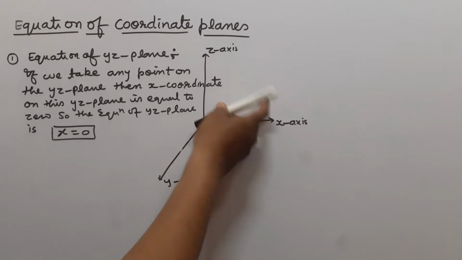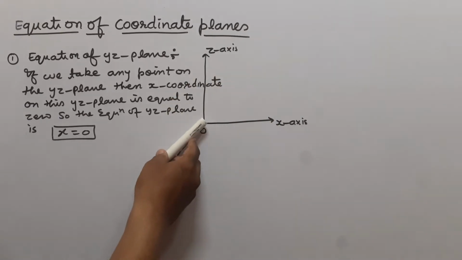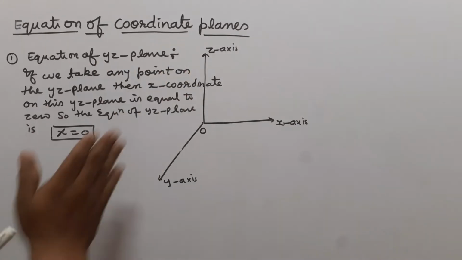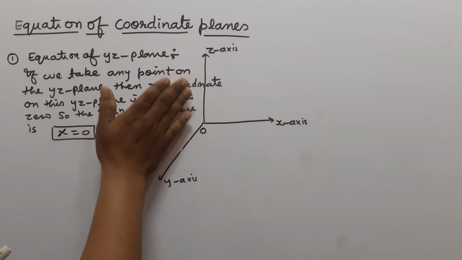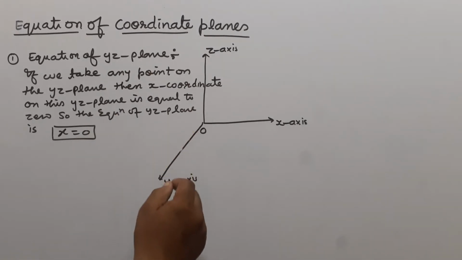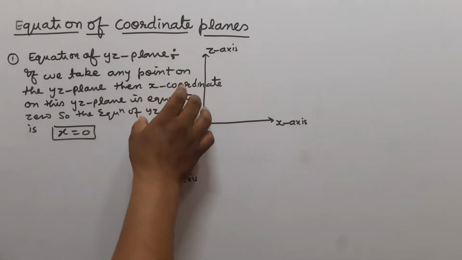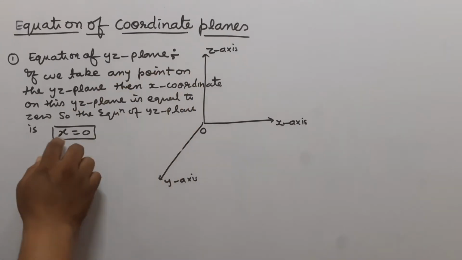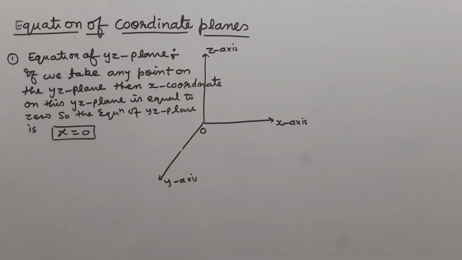Suppose this is the x-axis, this is the z-axis and this is the y-axis. Now we find the equation of the yz plane. If we take any point on the yz plane, we can see the x coordinate of this point is 0. So the equation of the yz plane is x equal to 0.